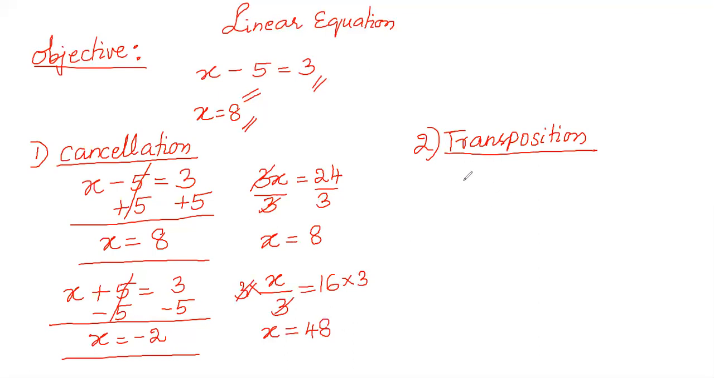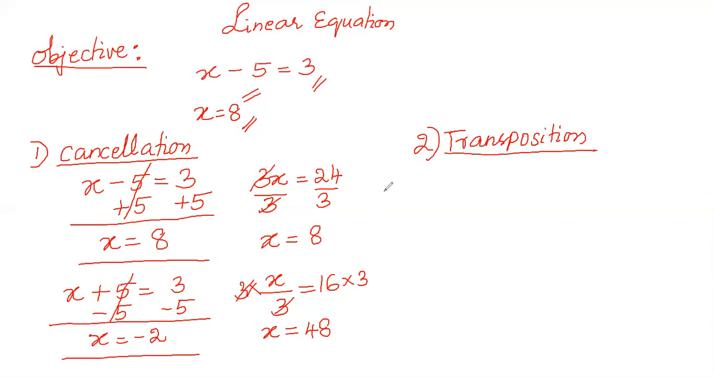Transposition is very simple. In transposition, what you have to do is move all variables on one side and all numbers on the other side. You are not cancelling here in the first step. You're moving the variables or numbers to the left or to the right. While you're moving, you have to change the sign of the variables or numbers moved. Only those which you move, you have to change their signs.